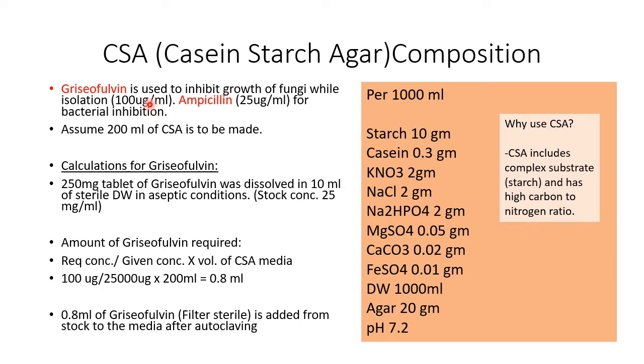But to inhibit the growth of fungi, we use griseofulvin, and for inhibition of bacteria we use ampicillin. So if you are not good with antibiotic calculations, then I have given here calculations for griseofulvin, assuming that you need to make casein starch agar with a media volume of 200 ml. Okay, the media is to be made of 200 ml with griseofulvin at a concentration of 100 micrograms per ml. Okay, so the role of griseofulvin is to inhibit fungi, and the role of ampicillin is to inhibit bacteria.